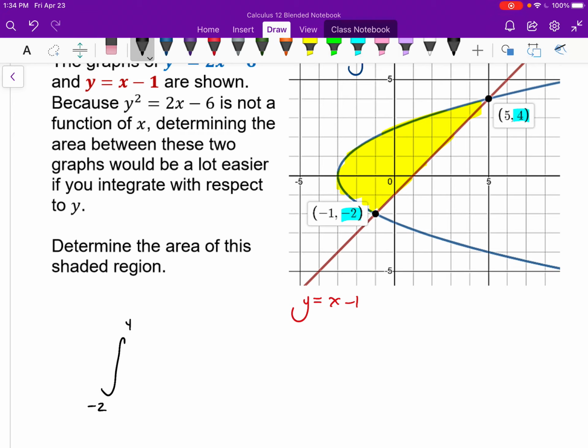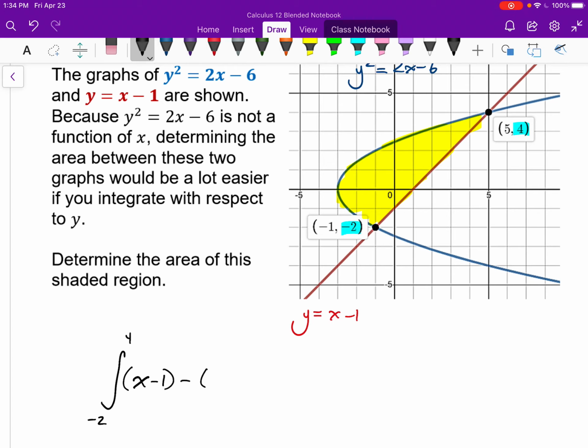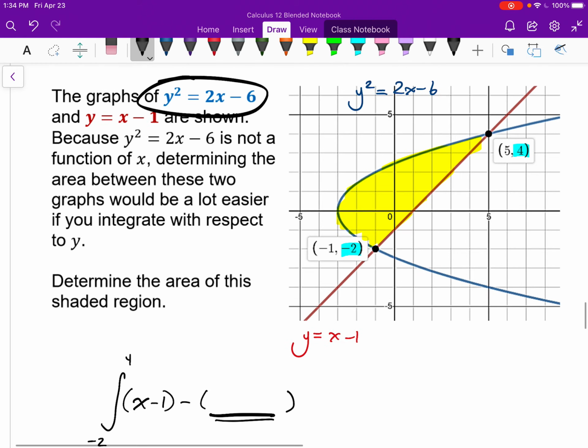Usually we think about the function that's greater in terms of y, but I'm thinking about everything kind of flipped around. So of these two functions, the one in this region that always has a greater x value is the one in red. So x minus 1, and all of that minus the function in blue, which in this case, what do I write down here? I need to have my equations in terms of just x. Right now I have my equation with y squared.